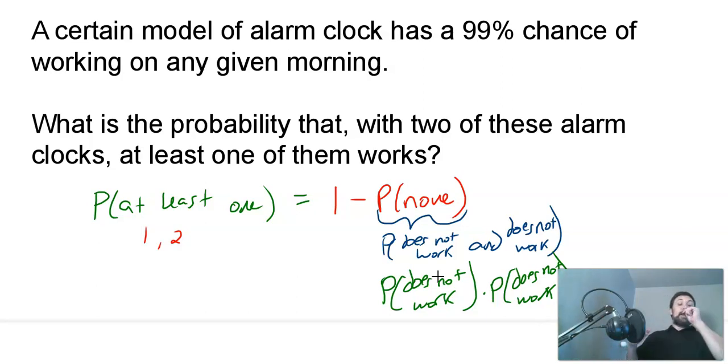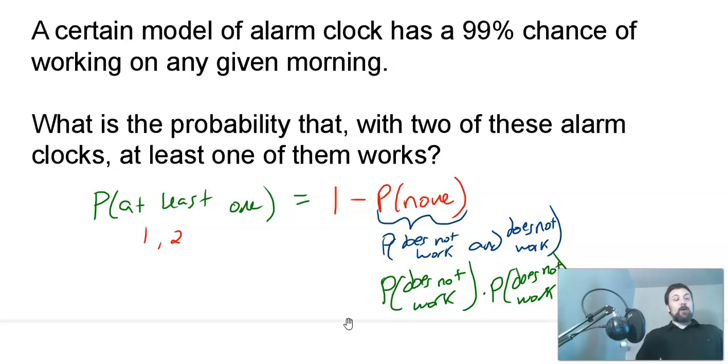Now, there's another thing we might consider here: are these events independent? Well, if they're plugged into the wall, the alarm clocks functioning or not would not be independent, because if your power goes out, they'll both fail. So I guess we should assume that these alarm clocks are battery driven so that they are independent of each other. They're not using the same power source. And that way we can do this calculation.